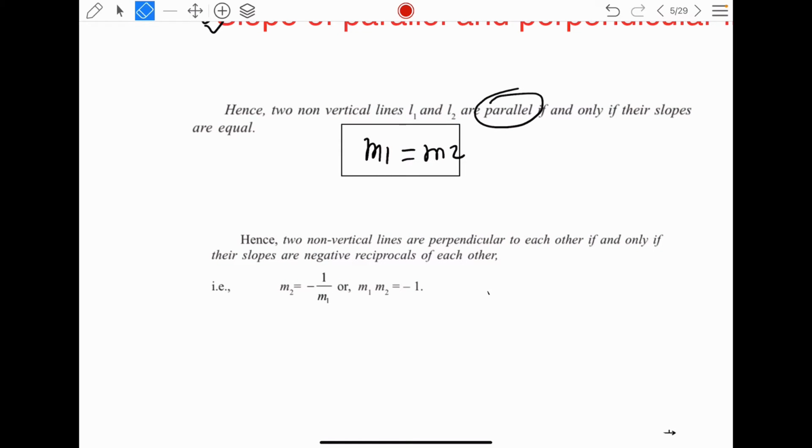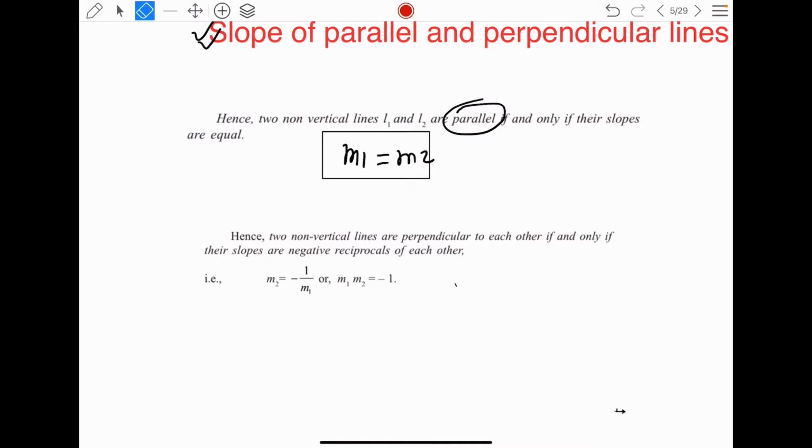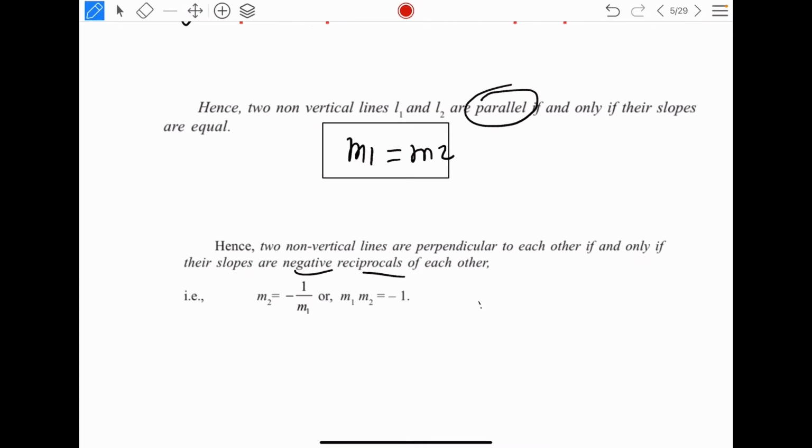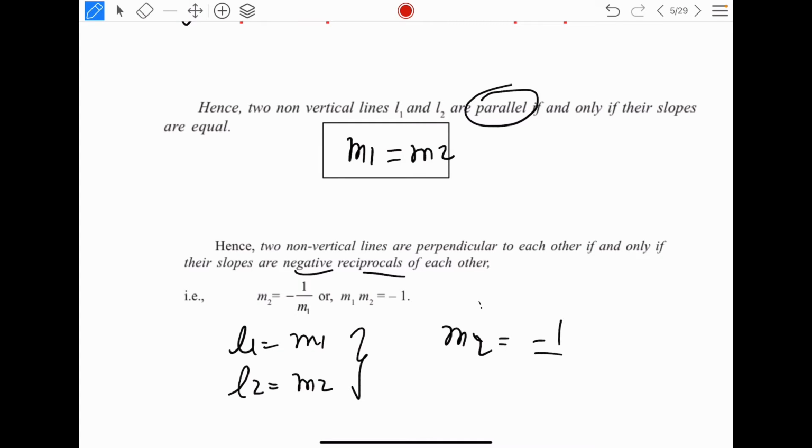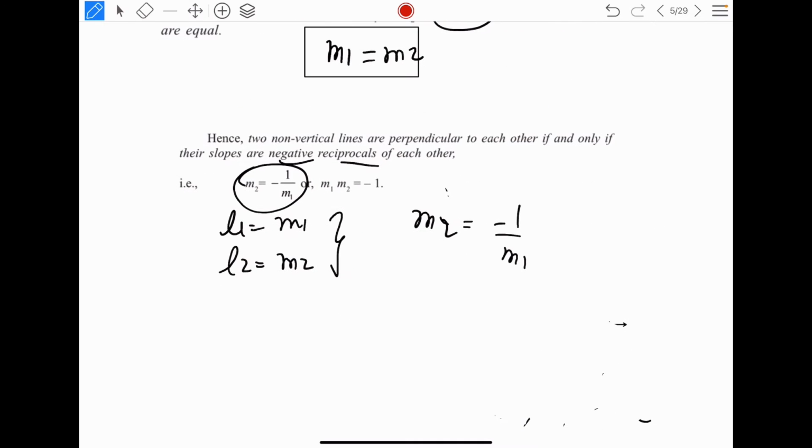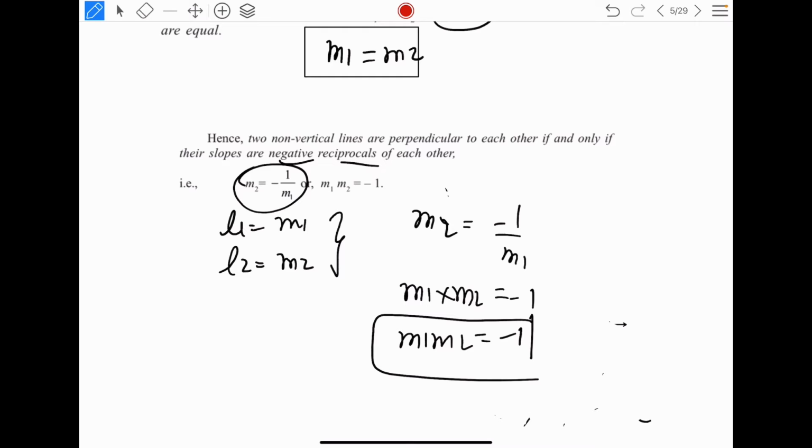Now the next case: two non-vertical lines are perpendicular to each other only and only if their slopes are negative reciprocals of each other. So what does this mean? If the slope of line L1 is M1 and the slope of line L2 is M2, negative reciprocal means M2 will be equal to minus 1 upon M1. It is a reciprocal and it's a negative. From this, another more important condition: just take the M1 on the other side. What will you get? M1 cross M2 is minus 1, or basically M1 M2, the product of the slopes, is minus 1. That's the main thing.